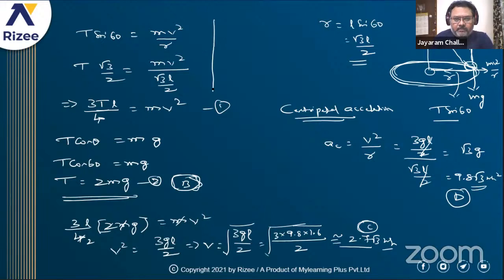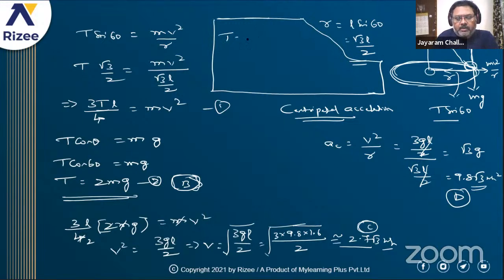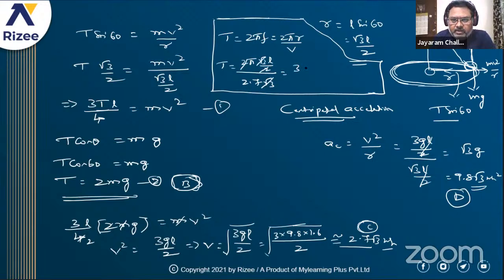Now going to option A. How can you find out the time period for option A? The time period T is equal to 2 pi by the frequency, or the same thing can be written as 2 pi into radius by velocity. So substitute these values: 2 pi into the radius, which is root 3 L by 2. The velocity, obviously, we have got here as 2.7 into root 3 times. So we can remove the root 3, sir. Here the 2 will also cancel.